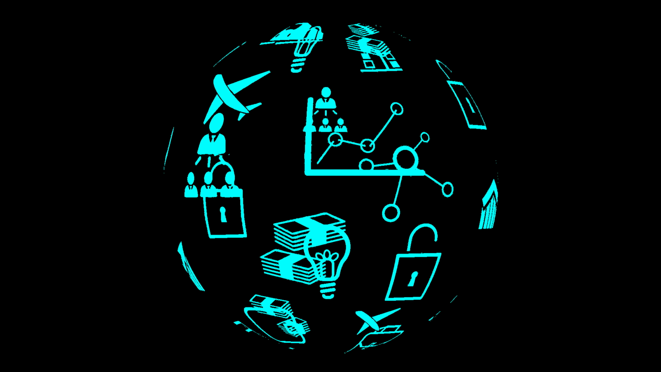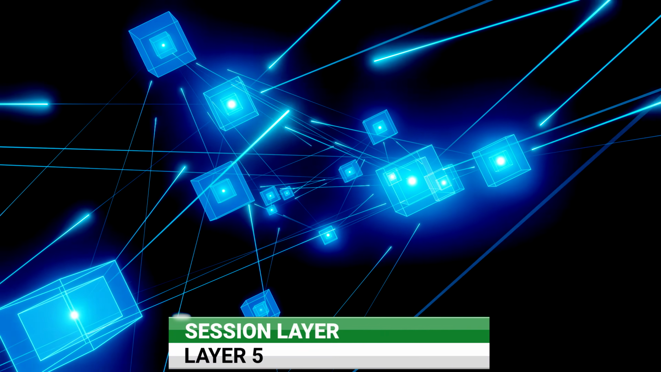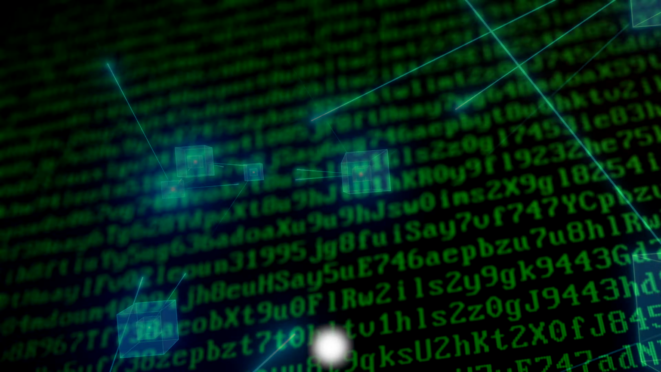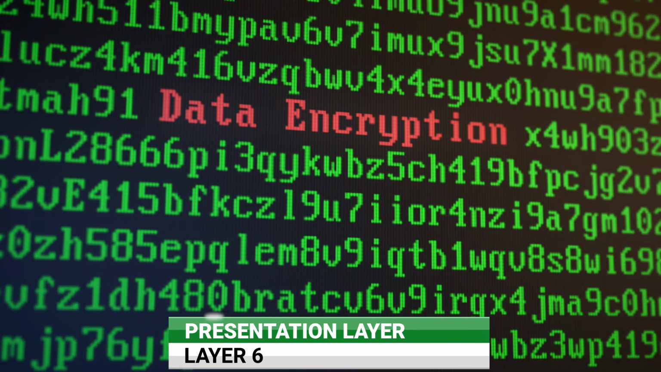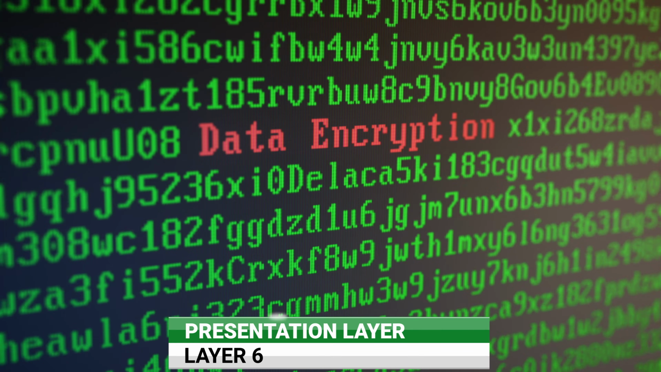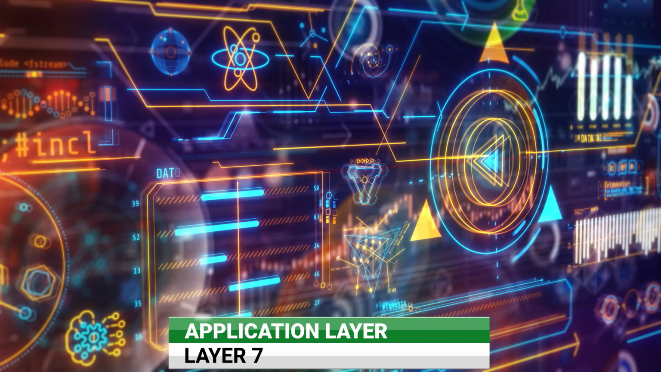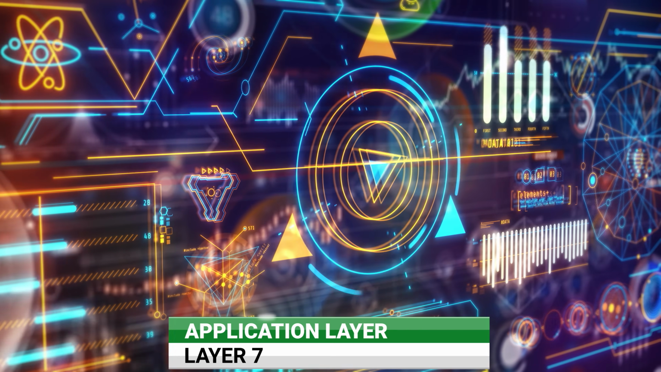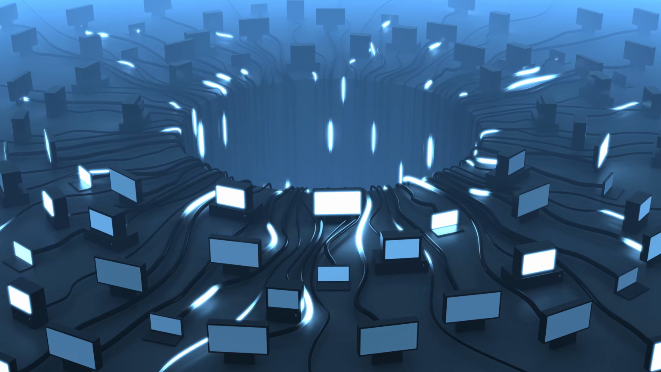Layers 5 through 7 focus on managing data for applications. The session layer establishes, manages, and terminates connections. Next, the presentation layer translates data into a readable format for the application layer, handling encryption and compression. Finally, the application layer is the interface between applications and the network, enabling tasks like web browsing, emails, and file transfers. Now, let's see what some of these devices look like.